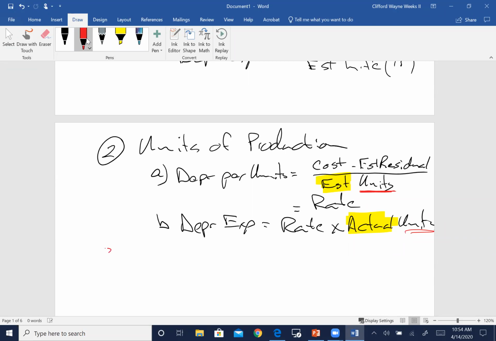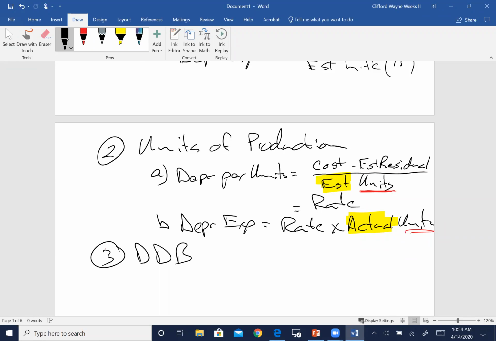The third method, and the hardest one, truthfully, is the double declining balance method. The double declining balance method is referred to as an accelerated method of depreciation. Now they don't really give you an equation for this, but I made one up for you. You can actually find the calculation of this on page 497.